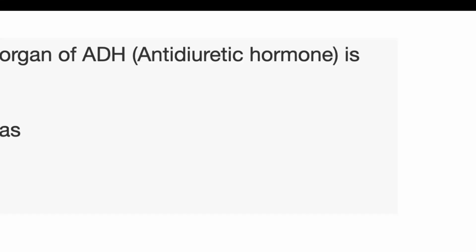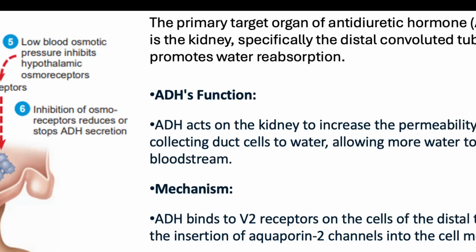Okay, it's time for me to reveal the correct answer to this question. The target organ of antidiuretic hormone ADH is none other than the kidneys. Option D, kidney, is the right answer to this question. The primary target organ of antidiuretic hormone, also known as vasopressin, is the kidney, specifically the distal convoluted tubule and collecting ducts where it promotes water reabsorption.